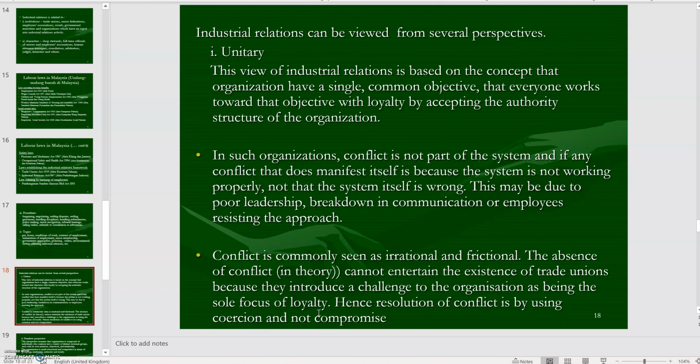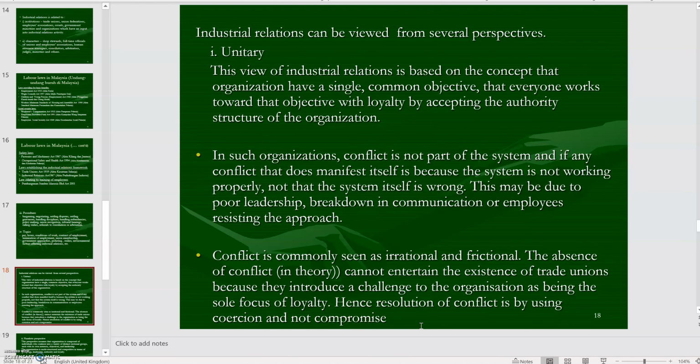So in such organizations, conflict is not part of the system, and if any conflict does manifest itself, it's because the system is not working properly. Because the system is not wrong, the system is correct, but maybe poor leadership, breakdown in communication, or employees resisting the approach are the reasons why the system is not working. Okay, so conflict is commonly seen as irrational and frictional.